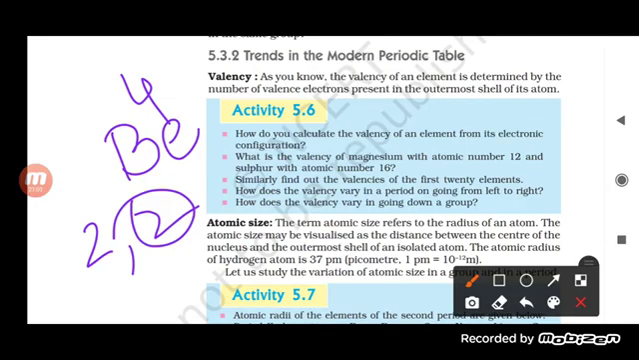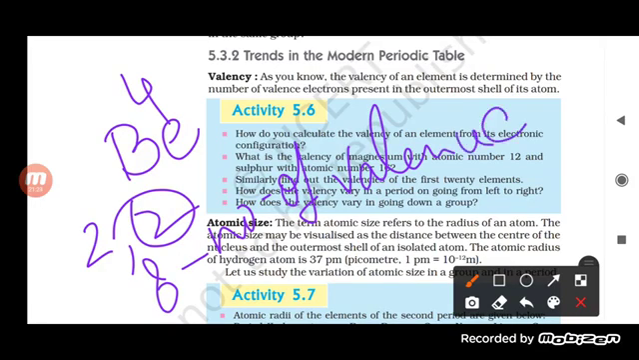Remember that if the valence electron is up to 4, the number of valence electrons will be equal to the valency only. But if the valence electron is more than 4, then we use a formula, and that is 8 minus the number of valence electrons.